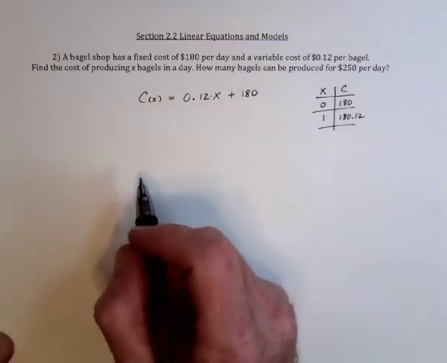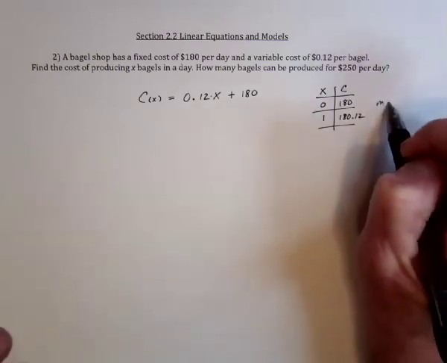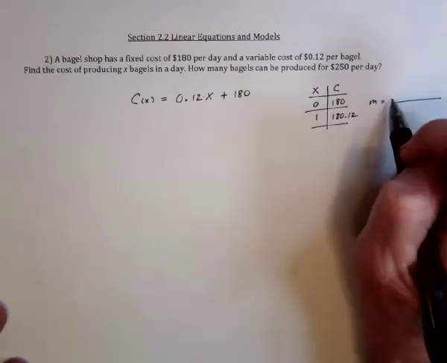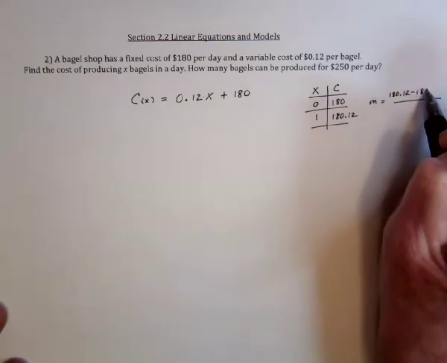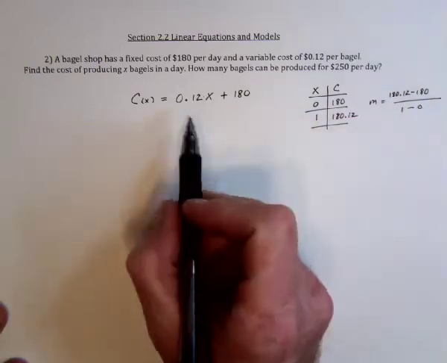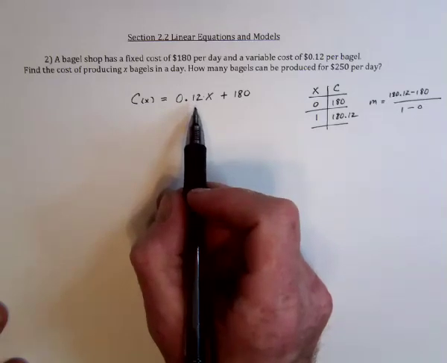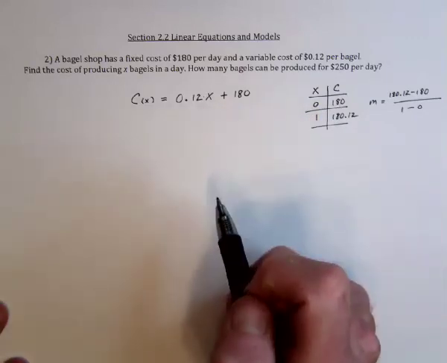And if you saw in section 2.1 how to find the equation of a line, you would find the slope is equal to subtract the two y values, 180.12 minus 180, over subtract the two x values, 1 minus 0, and you'll find the slope is 0.12. That would be the m. And then you could substitute some information to find out the b is the 180.